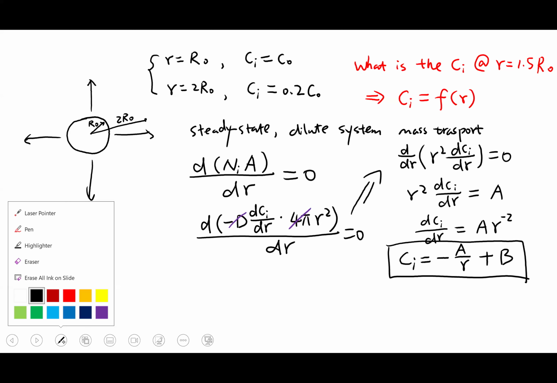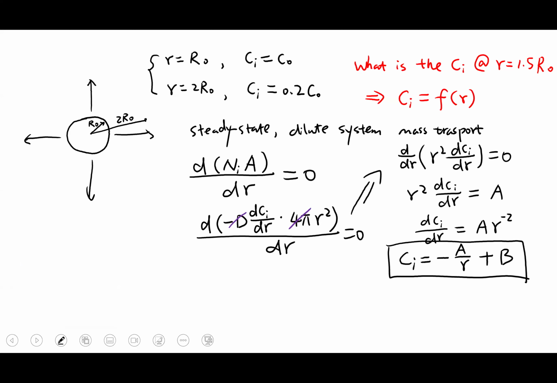So basically you have two unknowns that you need to solve. The good news is we already have the two boundary conditions. The problem already gave us two boundary conditions. As long as we put the two boundary conditions into this equation, we can solve for A and B. And then we apply r equal to 1.5 R naught, and we can solve for the concentration, right? So we can do this together.